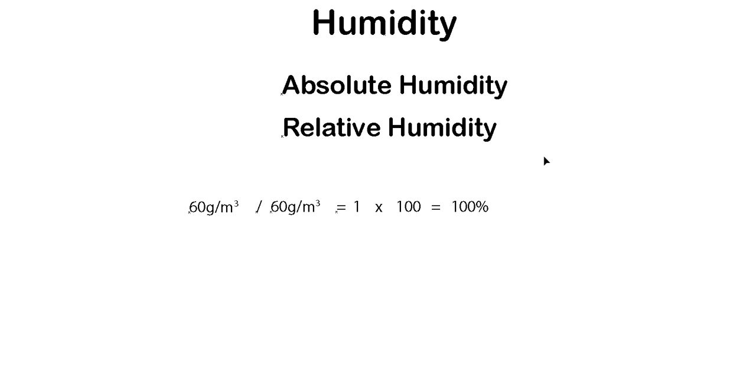So that's relative humidity. Absolute humidity is the moisture content in the air. Absolute humidity is the mass of the water vapor in the air. And relative humidity is the ratio of the absolute humidity, the mass of the water vapor in the air, to the maximum amount of water vapor that could be held in the air at that temperature and pressure.